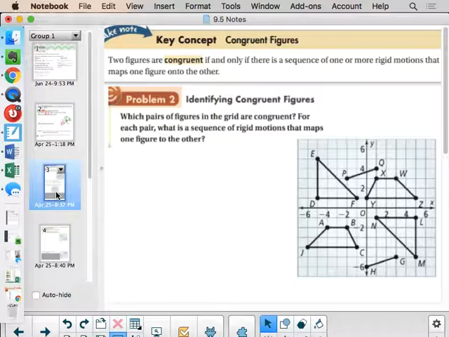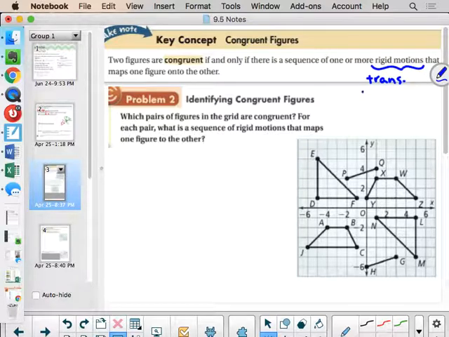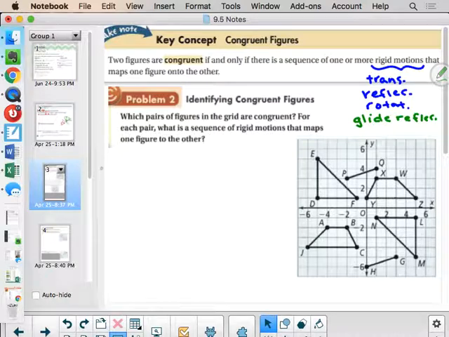So once again, examples of rigid motions, okay? We got translations, we got reflections, and we got rotations. Now the isometries, that are basically rigid motions, that we talked about yesterday in your Ed puzzle added on the concept of a glide reflection. Now can someone remind me from last night's Ed puzzle, what is a glide reflection? What is a glide reflection?